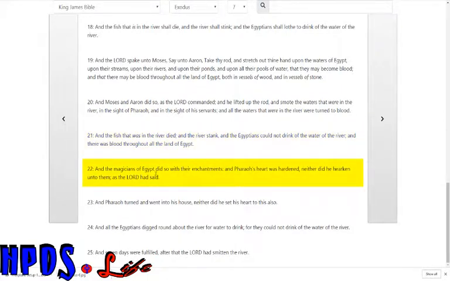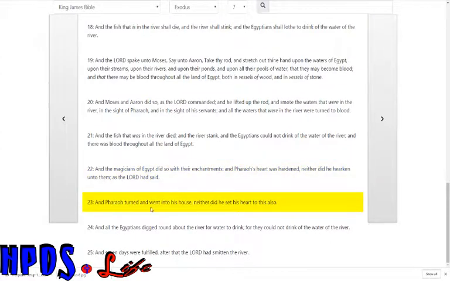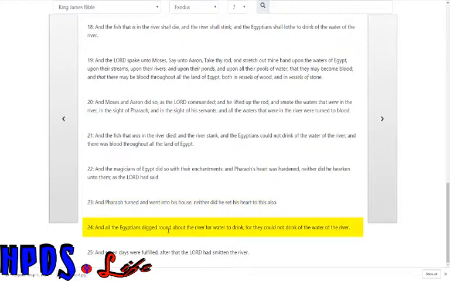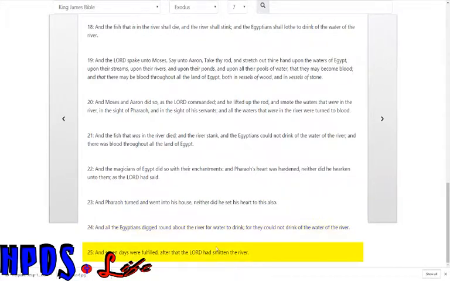And the magicians of Egypt did so with their enchantments, and Pharaoh's heart was hardened. Neither did he hearken unto them as the Lord had said. And the Pharaoh turned and went into his house, neither did he set his heart to this also. And all the Egyptians digged round about the river for water to drink, for they could not drink of the water of the river. And 7 days were fulfilled after that the Lord had smitten the river.